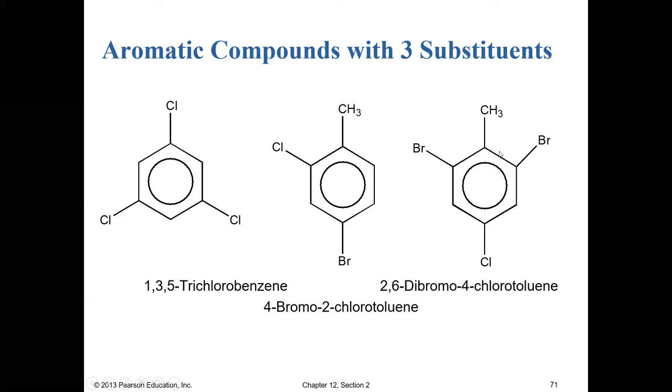And in this case here, this one again is another toluene, and it doesn't matter which direction we number, because either way we're hitting the substituents in the same amount. So we go 1, 2, 3, 4 or 1, 2, 3, 4, either way we get the same numbering. This here is a 2,6-dibromo-4-chlorotoluene.